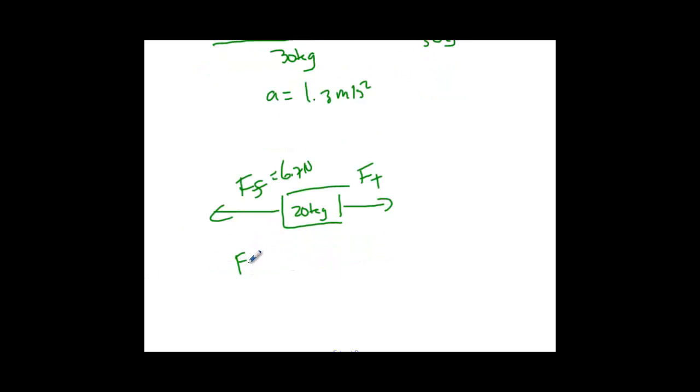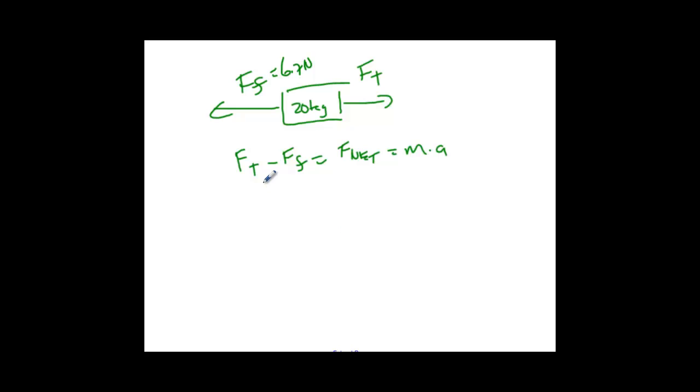So we could say that the tension force minus the frictional force would be equal to our F net. And that would be equal to the mass times the acceleration of just this box. So to find the tension force, it would be equal to your mass, 20 kilograms, times your acceleration, 1.3 meters per second squared, add on your friction force, 6.7 newtons. And I got a tension in the rope of 32.7 newtons.